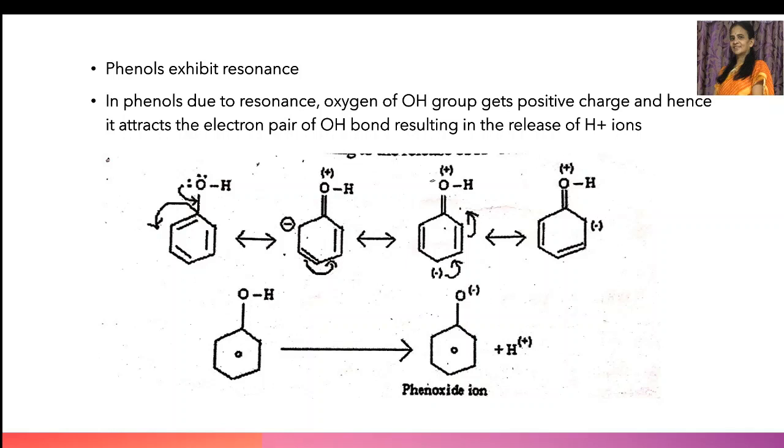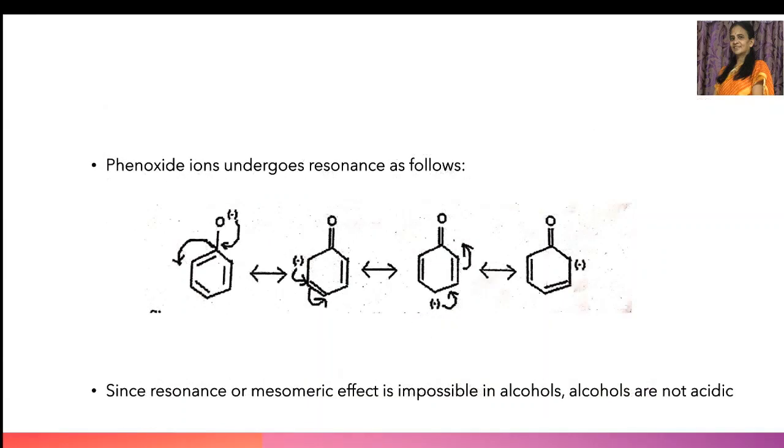of the oxygen lone pair of electrons. So when phenol combines with a base, it gives a phenoxide ion and H plus. This is the ionization of phenol. Now this phenoxide ion is stabilized by resonance. This phenoxide ion undergoes resonance.